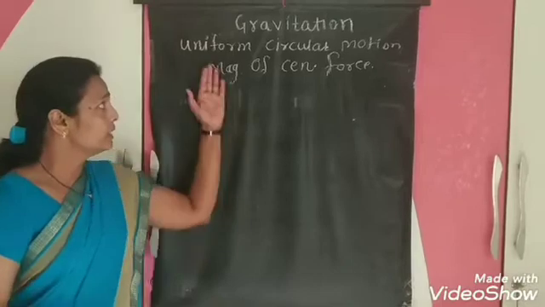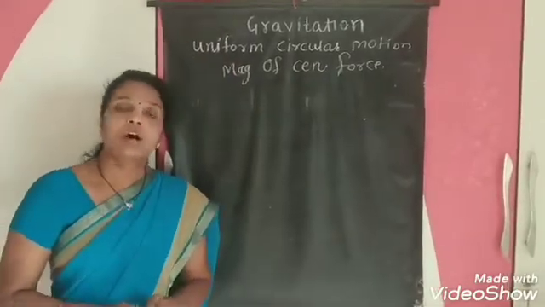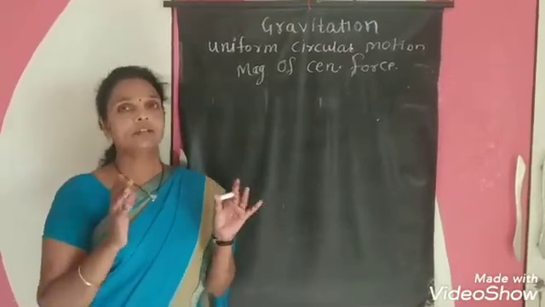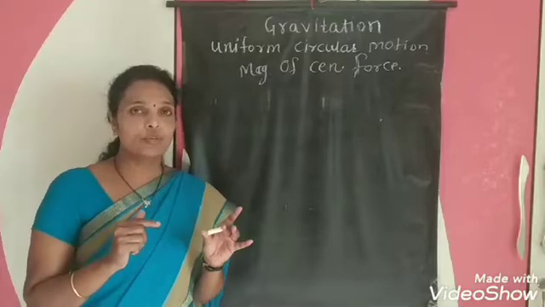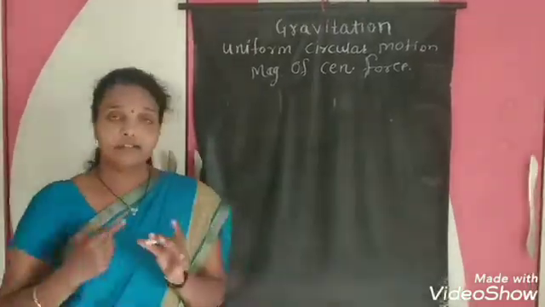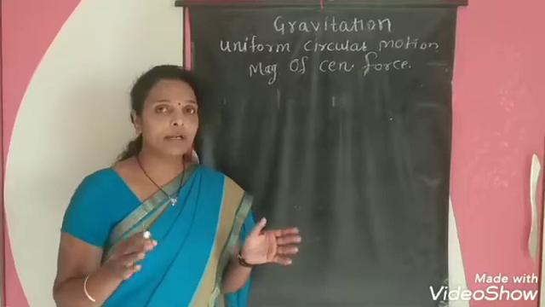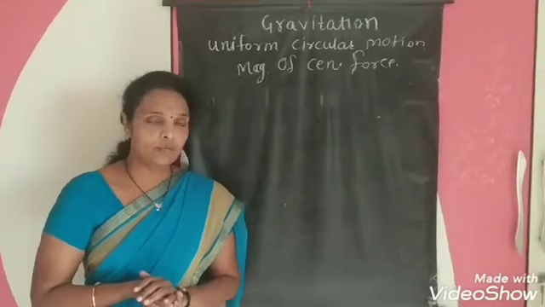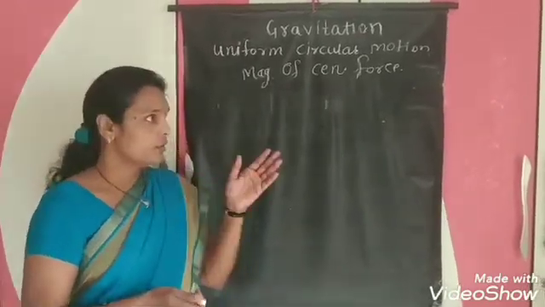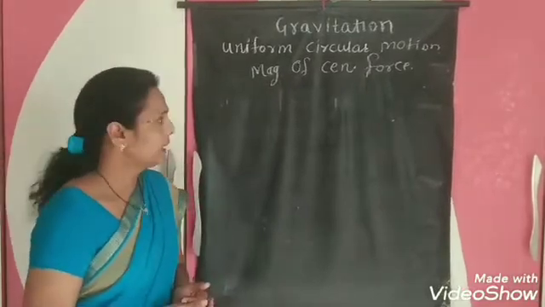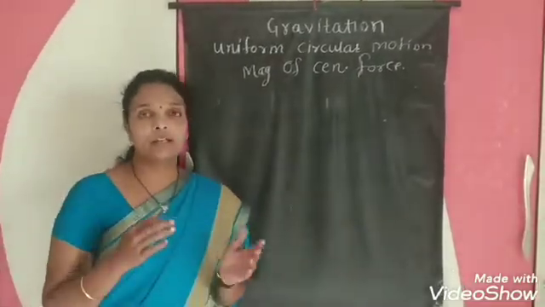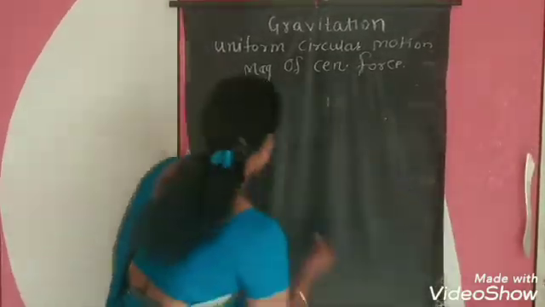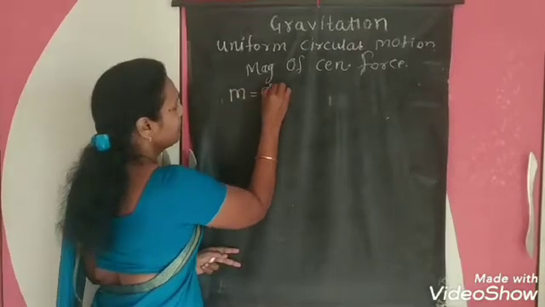Now see what is meant by uniform circular motion. All of you know, when any object moves in a circular path constantly because of one force acting at the center, that force is called a centripetal force. Last time we saw how it acts on the object and how the object can move in a circular path. Now suppose we take one object which has mass m, where m is the mass of the object.